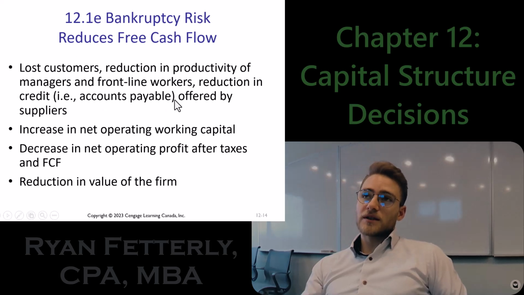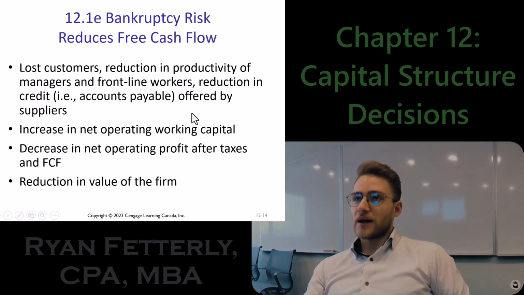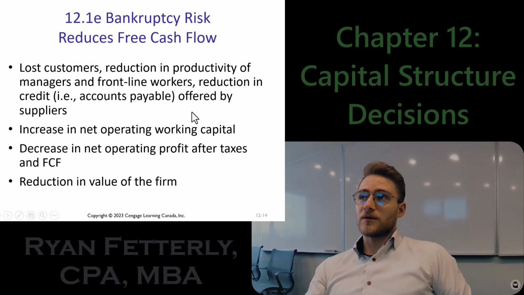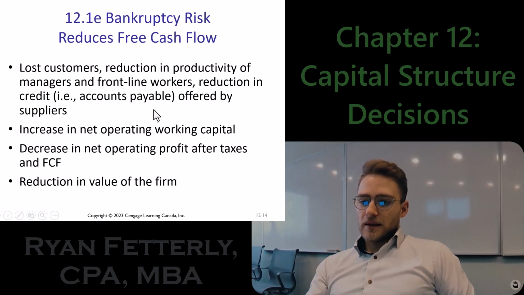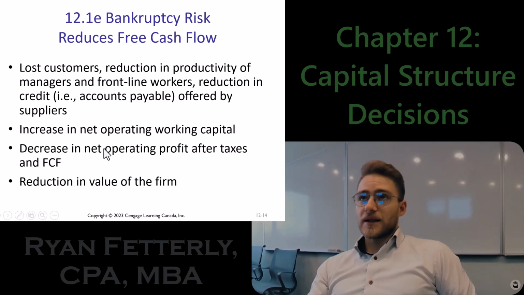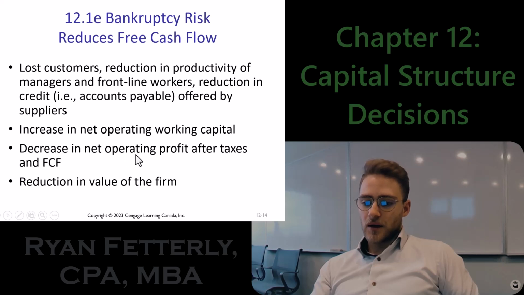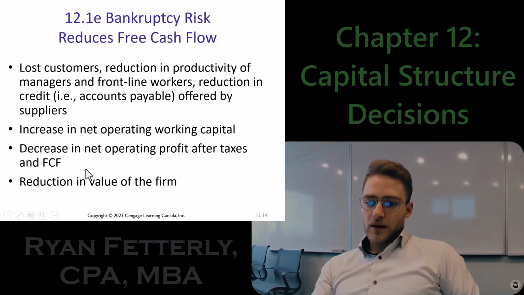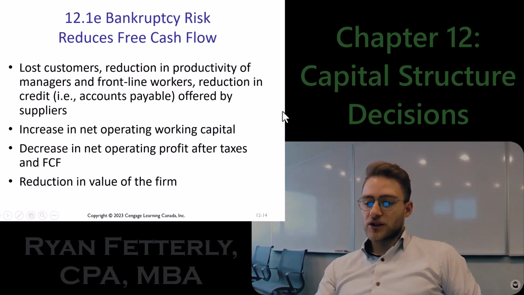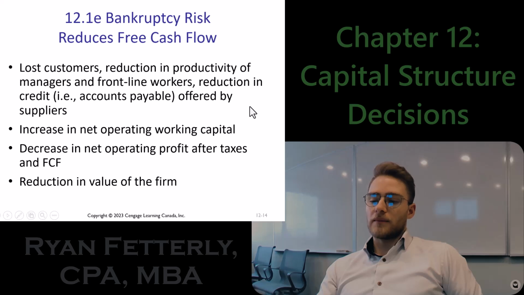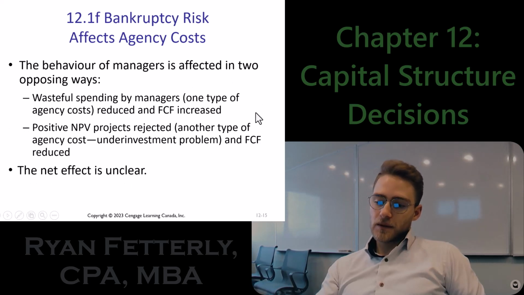Same thing with your vendors. They might not want to deal with you if they think you're in trouble. They may not offer you as much credit. They might not give you any time to pay your invoices. They may require immediate payment. And then your managers also might become less productive or discouraged. We also have increases in net operating working capital as well, and a decrease in net operating profit after taxes and free cash flow, and then a reduction in the value of the firm overall when bankruptcy risk tends to overtake and starts to reduce free cash flow.